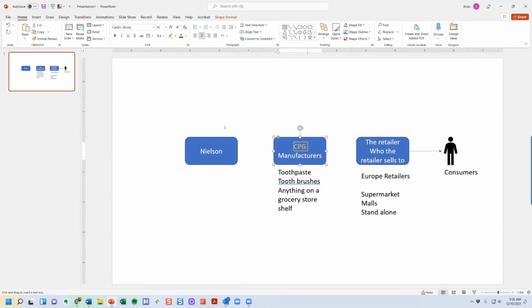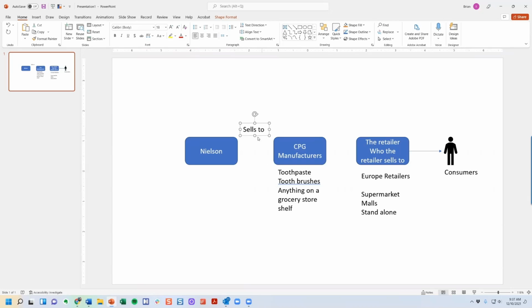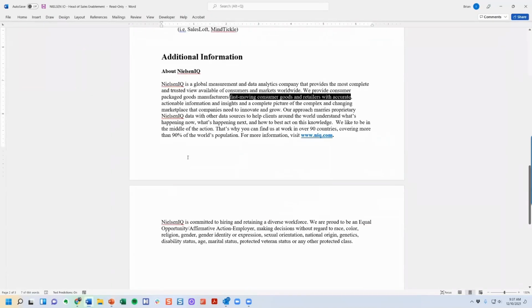One of the things to think about is Nielsen sells to CPG manufacturers. Now, who do you think they're selling to? They're selling to people in the CPG manufacturers. They're also selling to people in retailers. Who are they? Who do you think they are? How would you answer that? Well, it's people that are looking for actionable information and insights in a complete picture of the complex and changing marketplace. That's who they sell to. So who are those people?